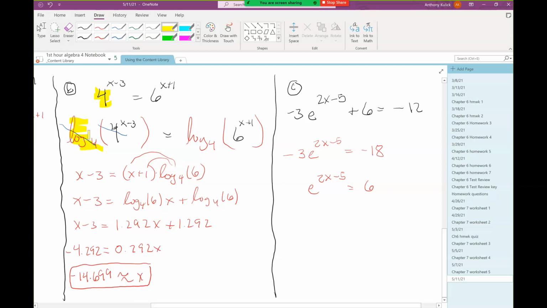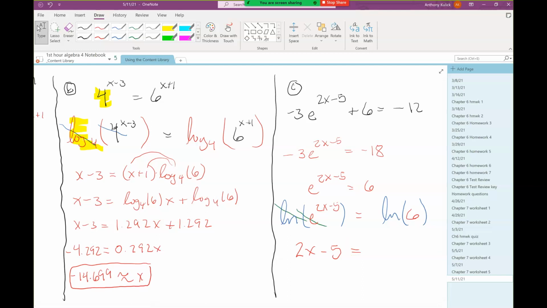Log base e. But remember, log base e was one of those special symbols, right? You can write log base e, it's not wrong. But for log base e, the symbol that we use is the ln symbol. So the log base e cancels exponent base e. And remember, the natural log of 6 is just a number, right?